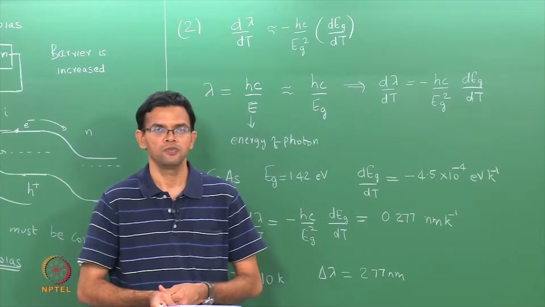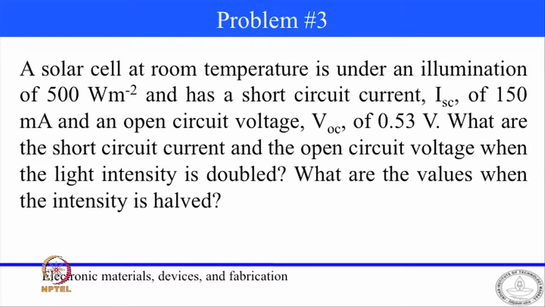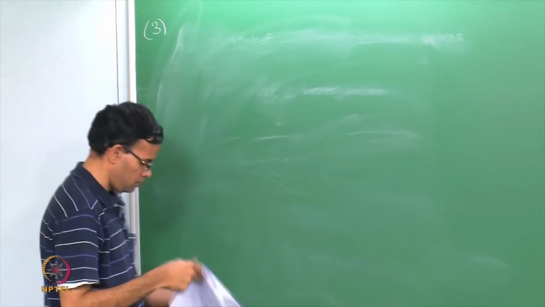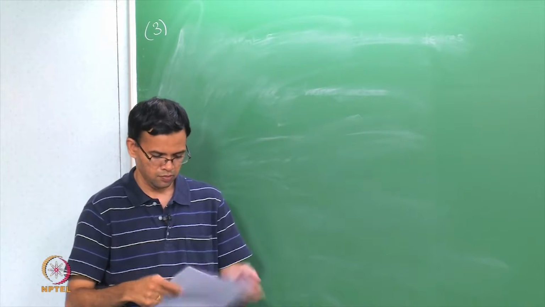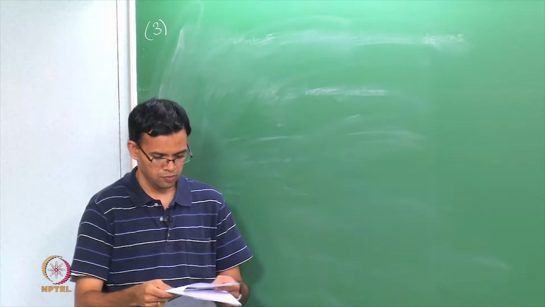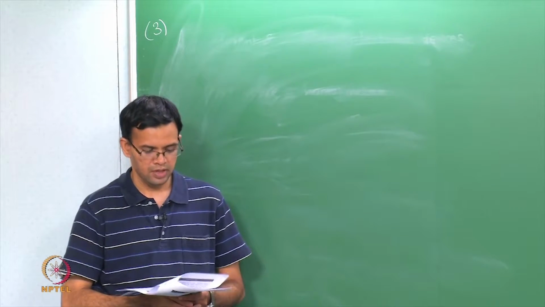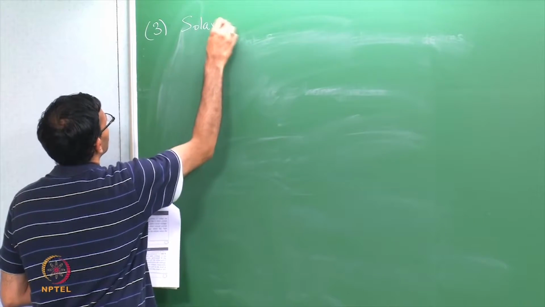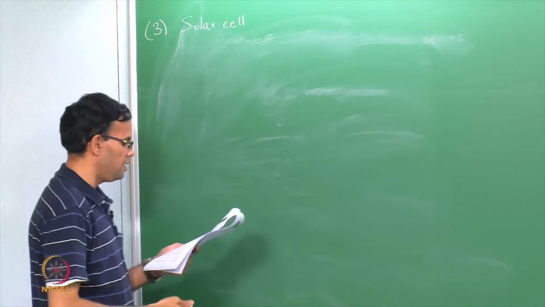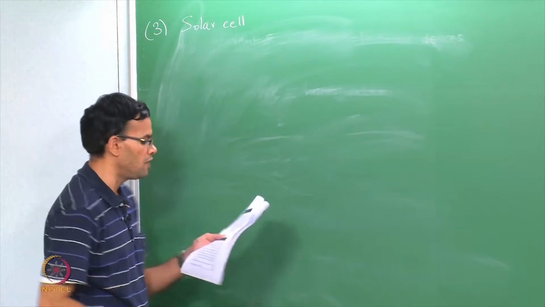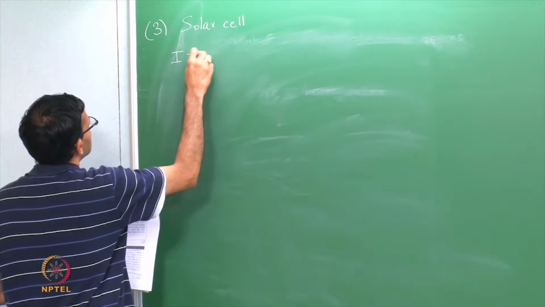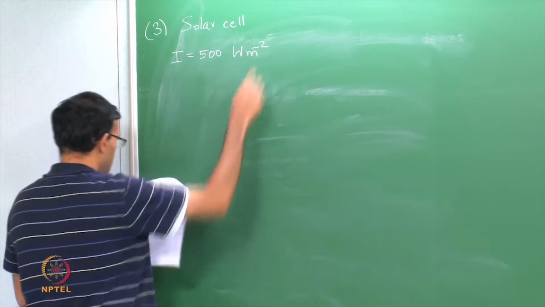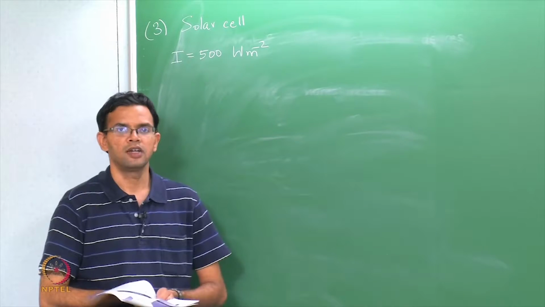So, let us now go to problem 3. Problem 3 relates to a solar cell. So, we have a solar cell at room temperature and it is under illumination. The intensity of the light is given. So, I is 500 watts per meter square. The short circuit current is also given.